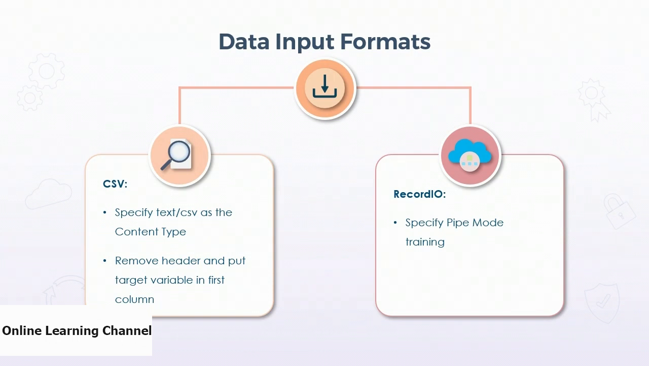volume. File mode uses disk space to store final model artifact and training dataset. By streaming data directly from Amazon S3 in pipe mode, we can reduce the size of Amazon Elastic Block Store volumes of training instances. Pipe mode needs little disk space to store final model artifact.